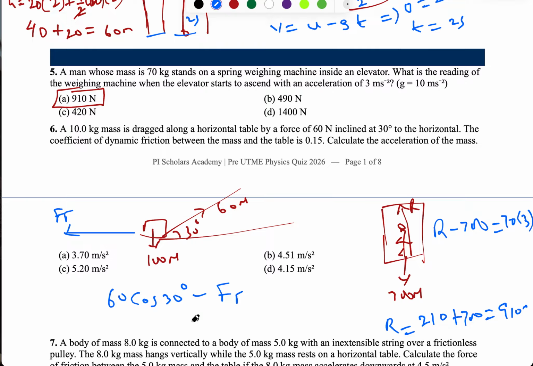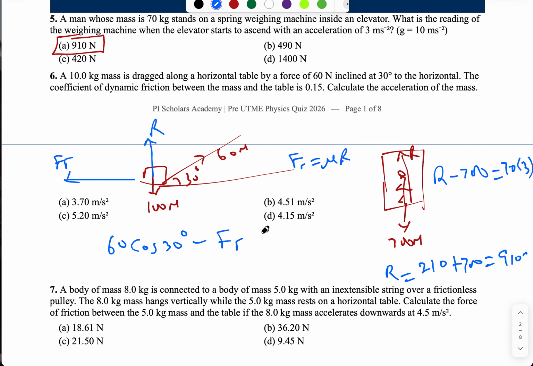However, frictional force itself depends on normal reaction. It depends on normal reaction. So meaning that we have to find our normal reaction in this question. And just like I've explained earlier, when you're pressing down on something, it's going to be a normal reaction. So the normal reaction is going up here now. We need to solve our normal reaction in this question.